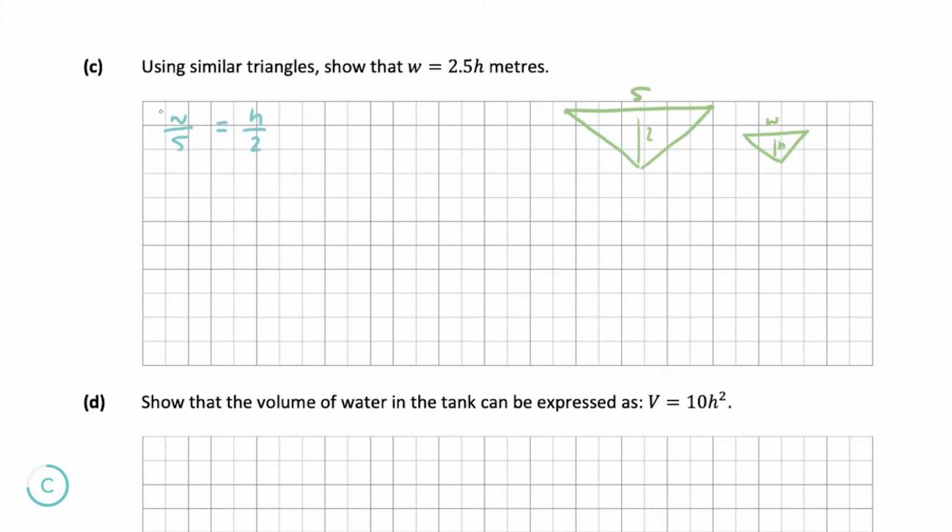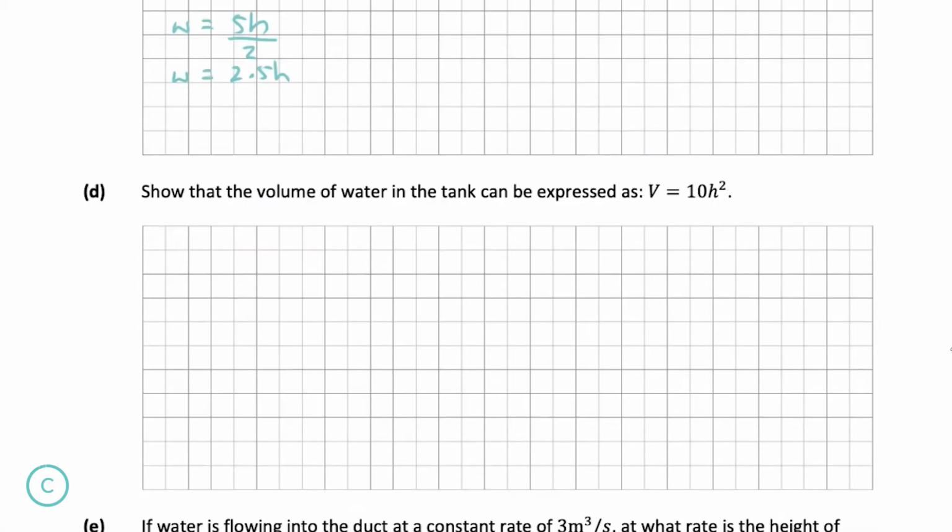Multiplying that across, the 2 comes up here and the 5 comes up here. We want to find W, so we simply divide across by 2. And then 5 divided by 2 is going to give us 2.5h meters.